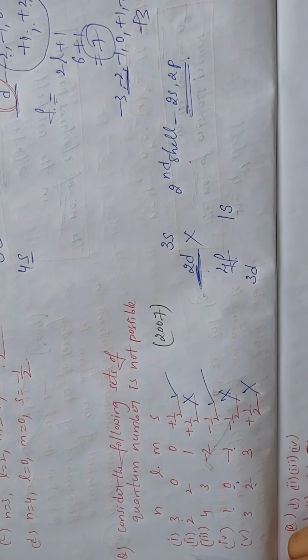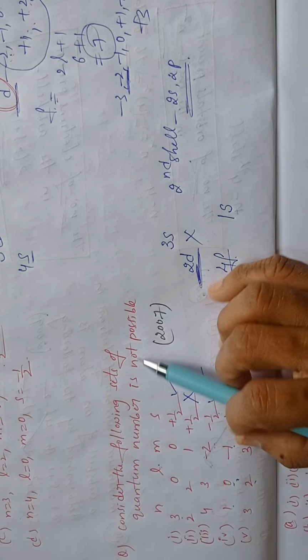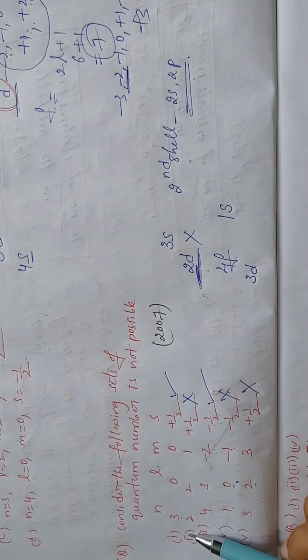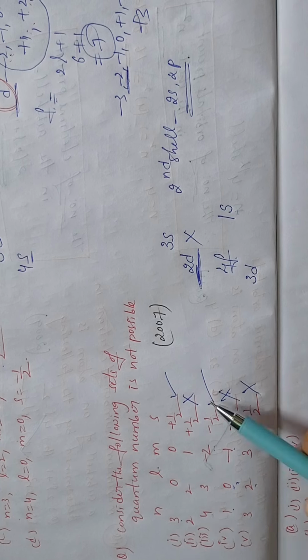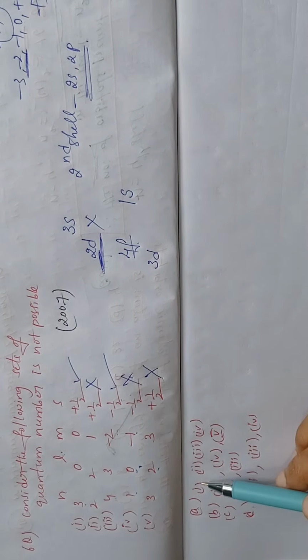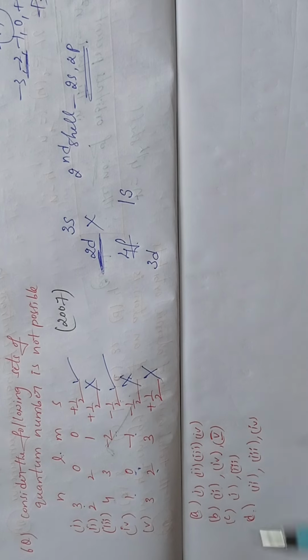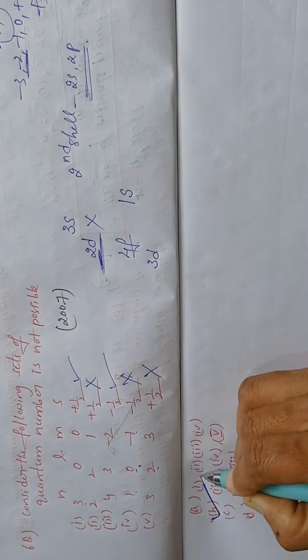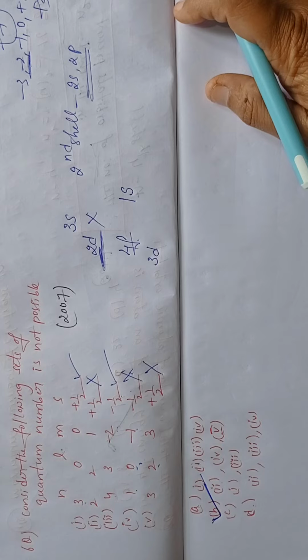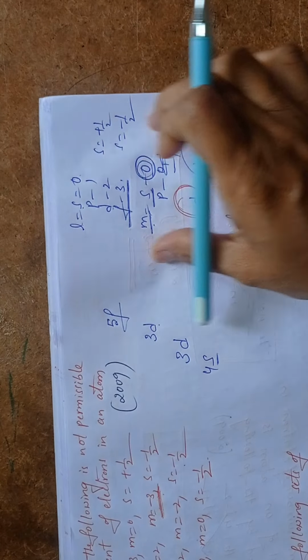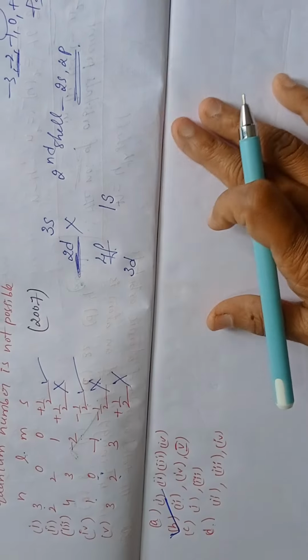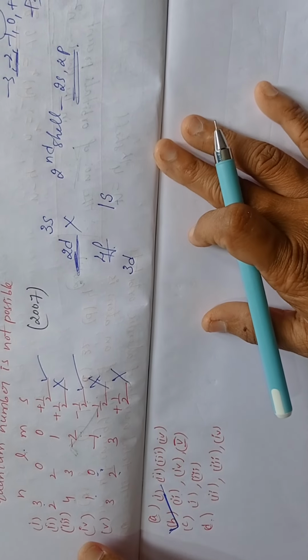He's asking which are not possible. 2 is not possible, 4 is not possible, 5 is not possible. So 2, 4, 5. Which option do you have to check? See here, 1, 2, 3, 4: 2, 4, 5 is option B, the correct answer. Are you clear? First you have to practice all these things, students. Once again I am giving the clue, students.